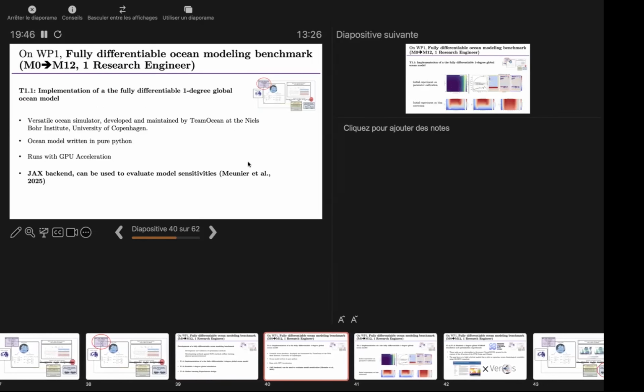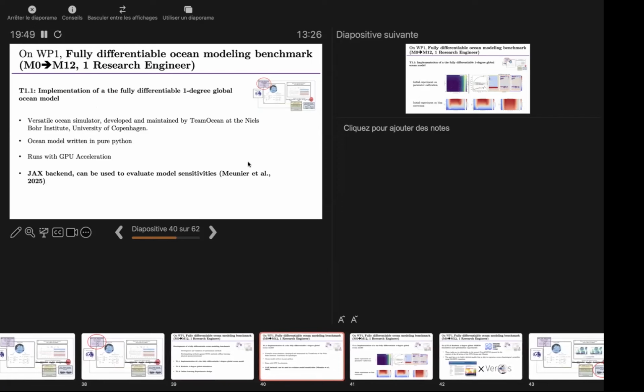As I said, we achieved quite some progress in this first work package. We are not building a model from scratch. We are using the Versatile Ocean Simulator, which is developed and maintained by Team Ocean at the NBI in the University of Copenhagen. It's an ocean model written in pure Python. It also runs on GPUs and has a JAX backend. So we worked a little on the JAX backend in order to be able to compute gradients of the numerical simulation by using automatic differentiation. So this is now possible, and we published the work about this recently.